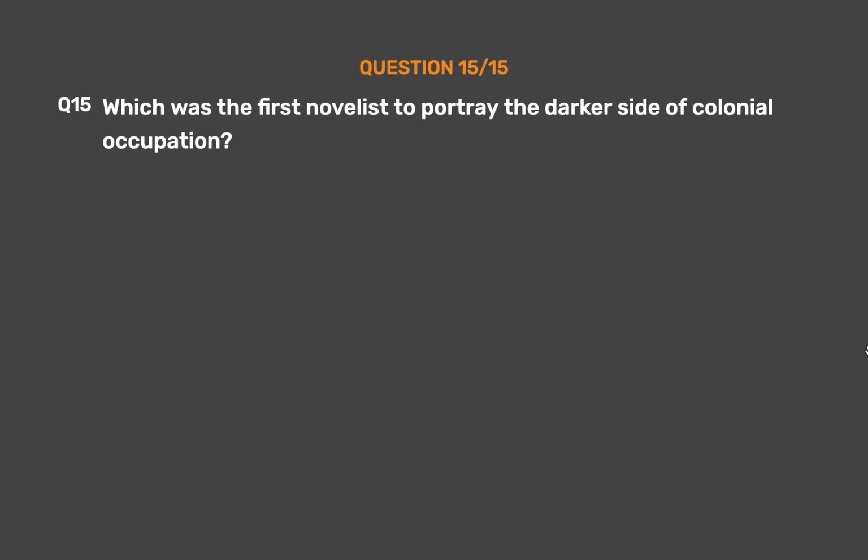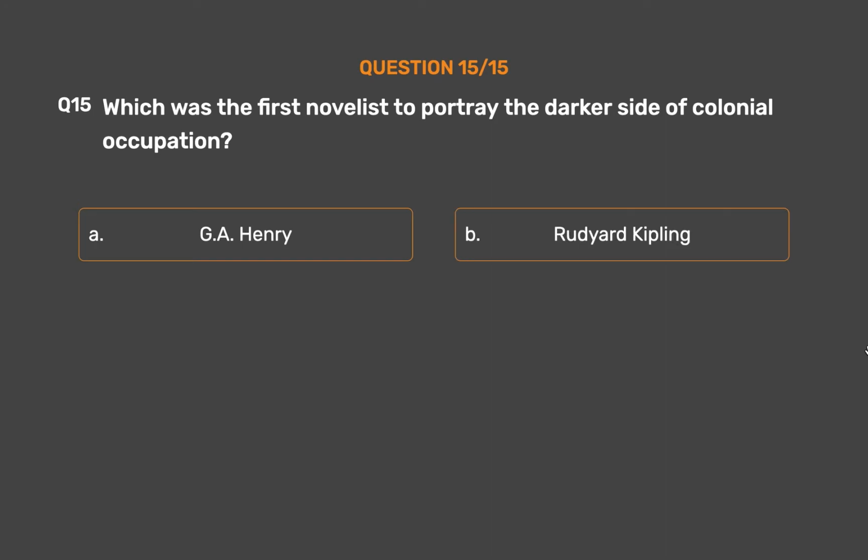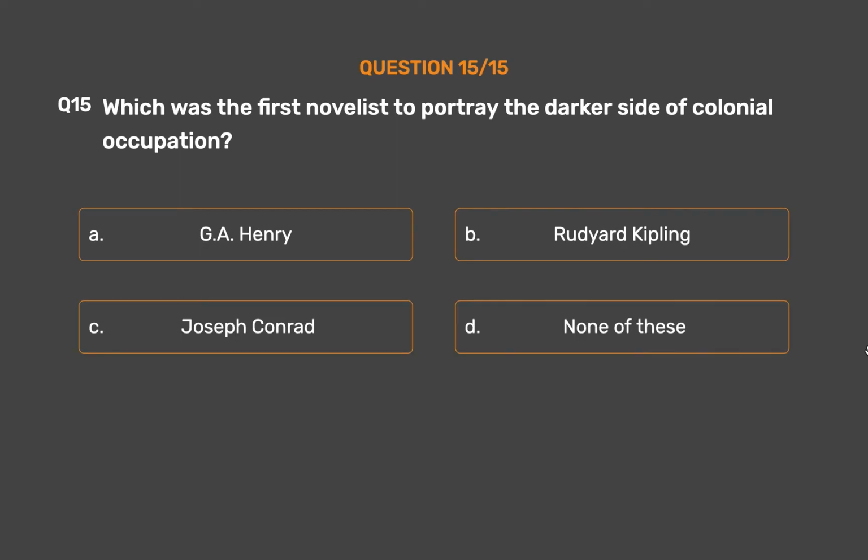Question number 15. Which was the first novelist to portray the darker side of colonial occupation? Option A. G. A. Henry. Option B. Rudyard Kipling. Option C. Joseph Conrad. Option D. None of these.